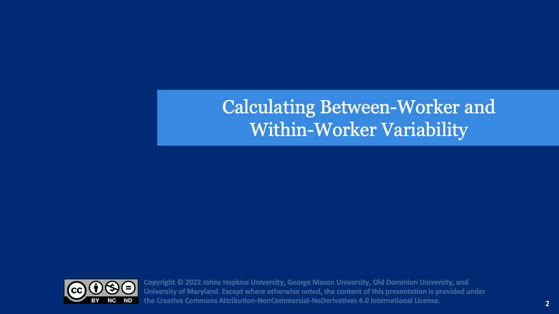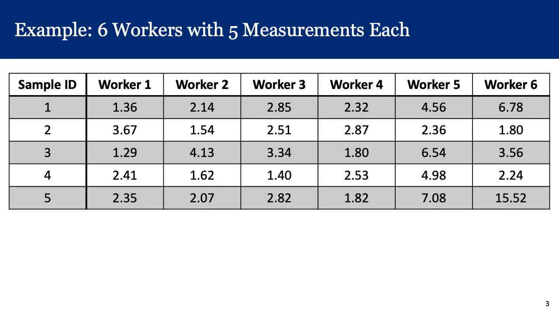Next, we will actually use a sample data set to show how between and within worker variability is calculated. In this example, we have 6 workers with 5 measurements each. You have on the top along the horizontal axis worker 1, 2, 3, 4, 5, 6. And for each worker, we have 5 measurements, and these are referred to by the sample ID. So these are in units of parts per million. Thus, we have a data set with 30 measurements, which is a pretty large data set in occupational hygiene.